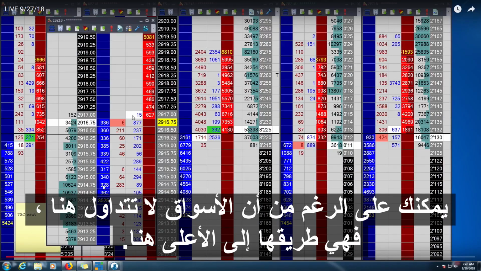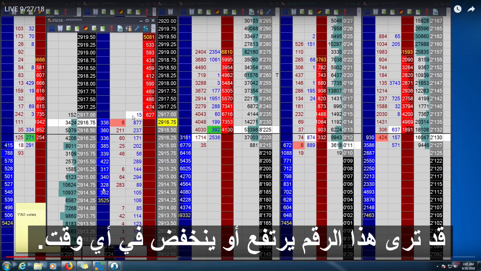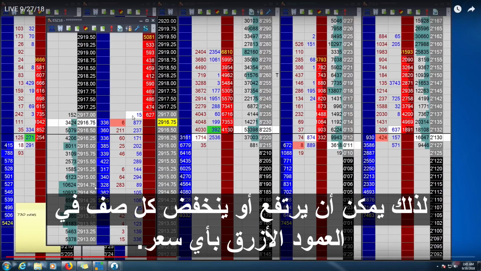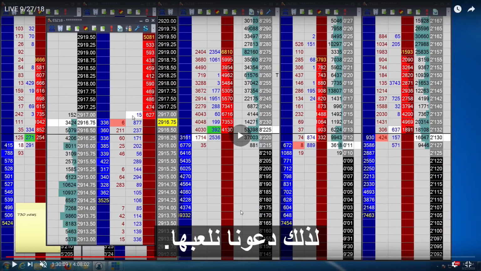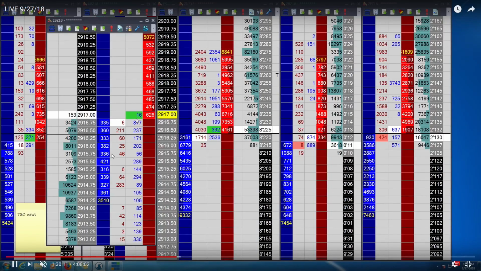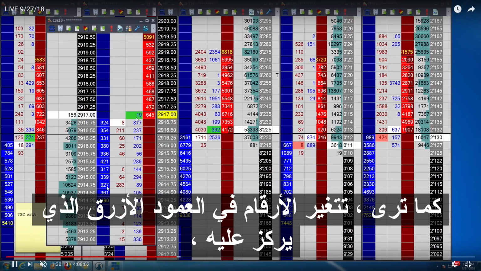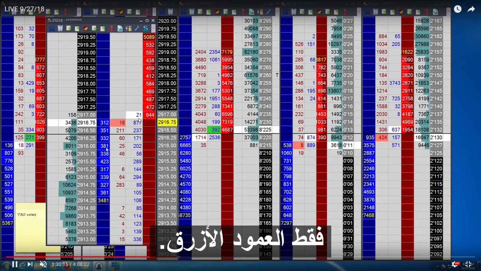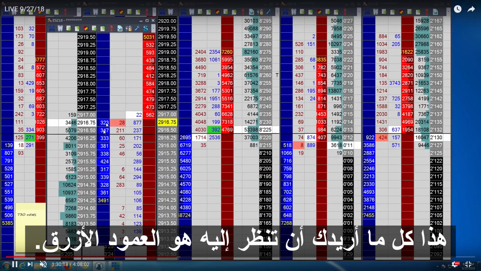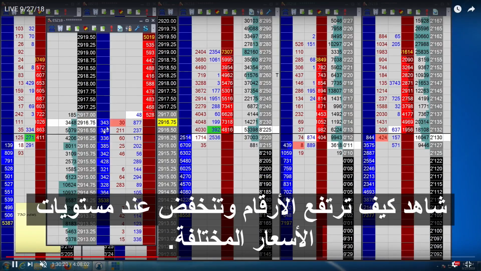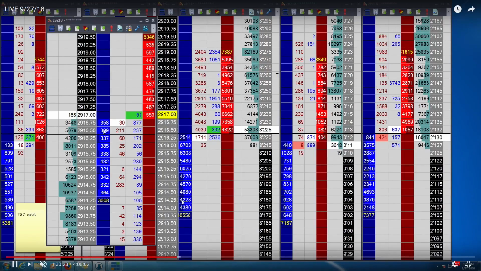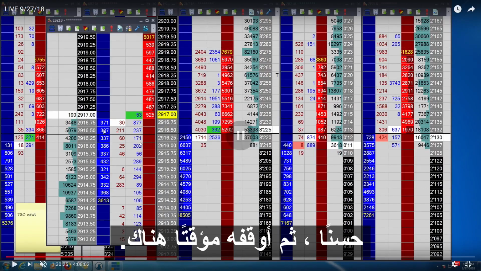328: even though the market's not trading here, it's way up here, you may see this number go up or down at any given time. Each row in the blue column at any price can go up or down. So let's play it. As you can see, numbers are changing in the blue column. Focus on just the blue column. See how the numbers are going up and down at different price levels? Then just pause it there.